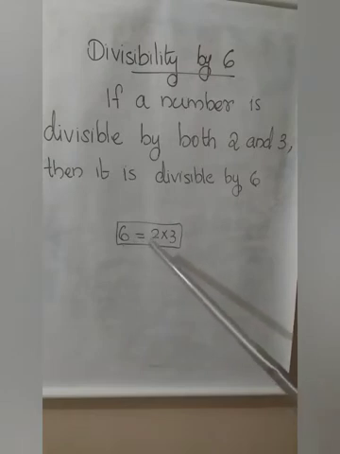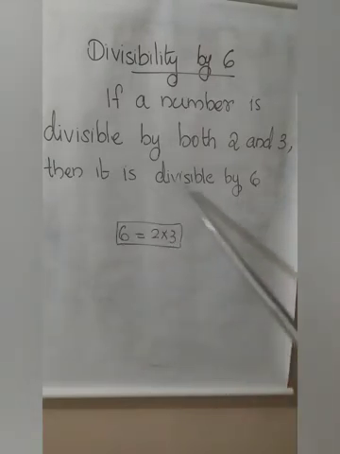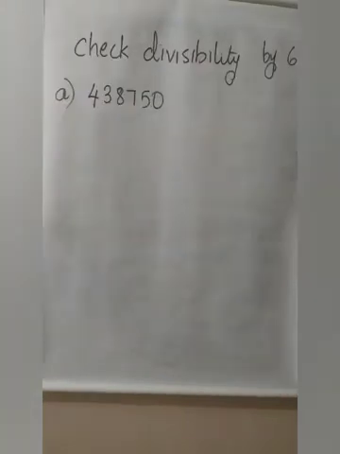The factors of 6 what? 2 into 3. So, if the number satisfies the divisibility rule of 2 and 3, then we can say that number is divisible by 6. Not any case. It should satisfy the divisibility condition of both 2 and 3. We'll discuss with examples.